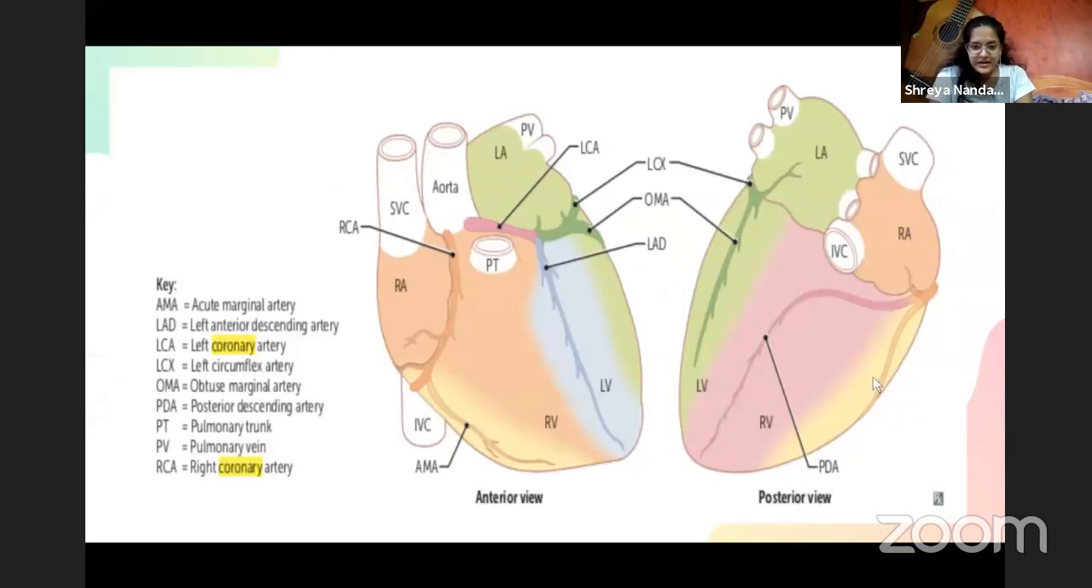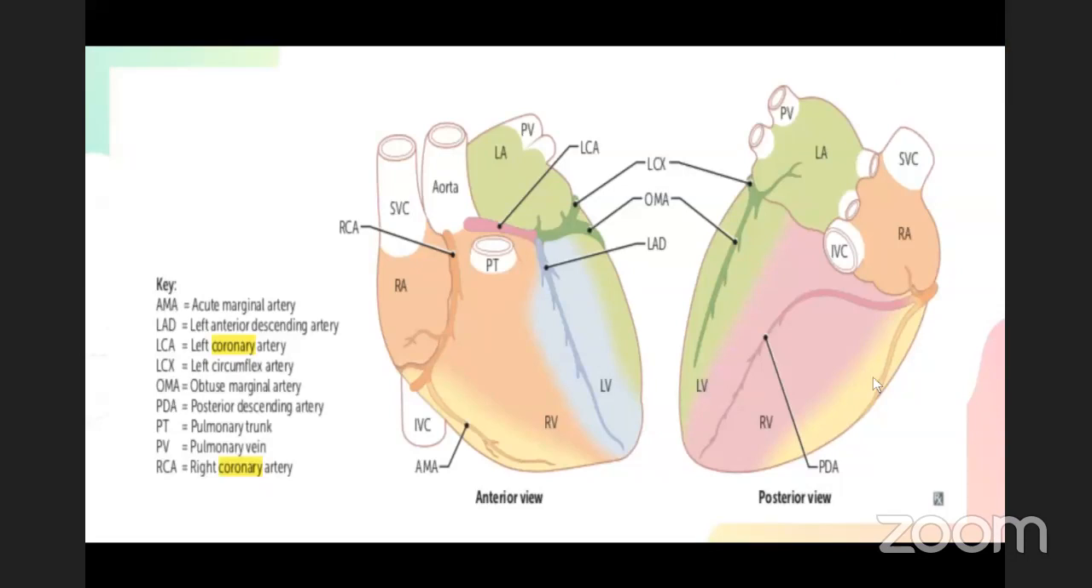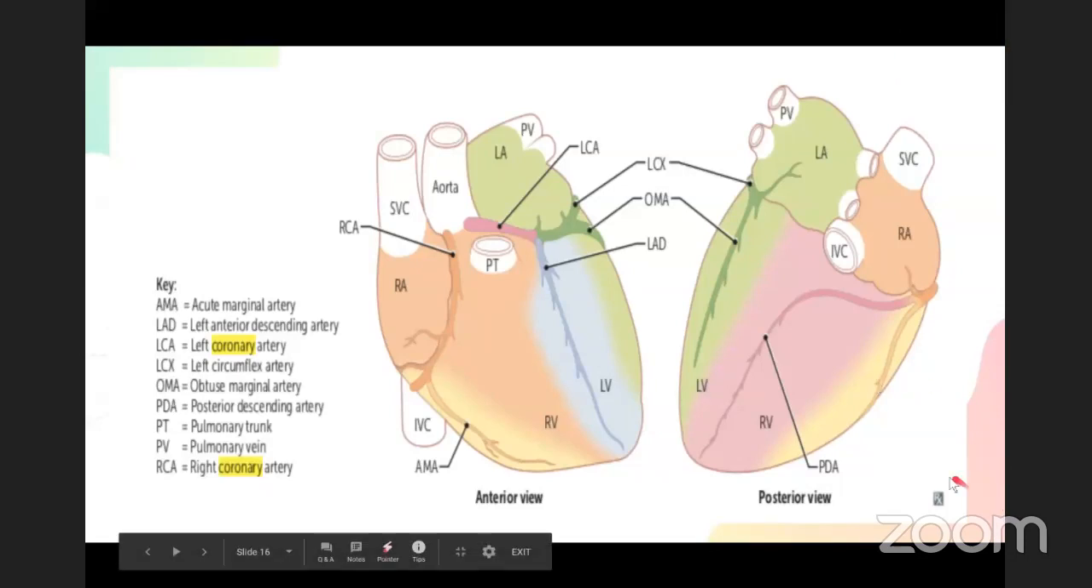So this is a labeled diagram, which shows the heart divided into different colors, and it shows the various arteries which supply these parts of the heart, and the short forms have been shown on the left side of the slide.